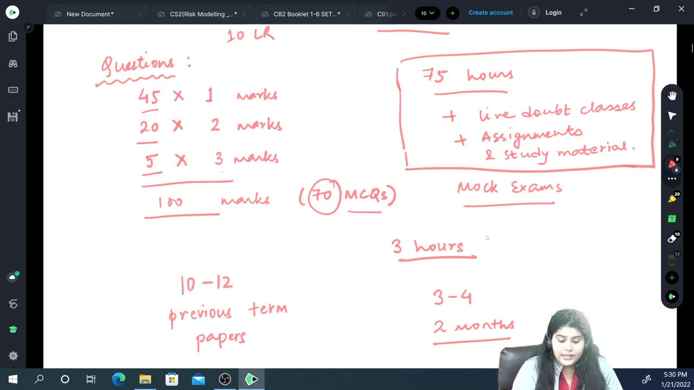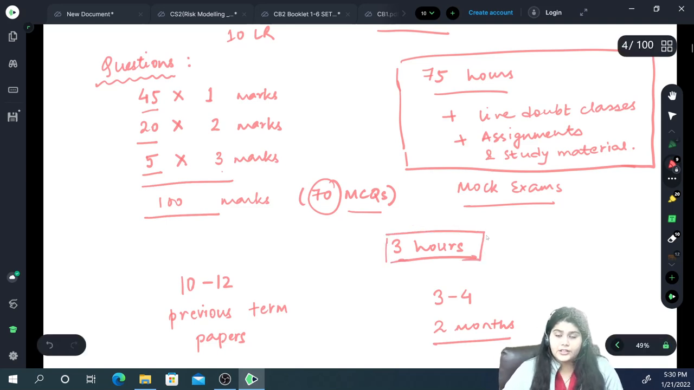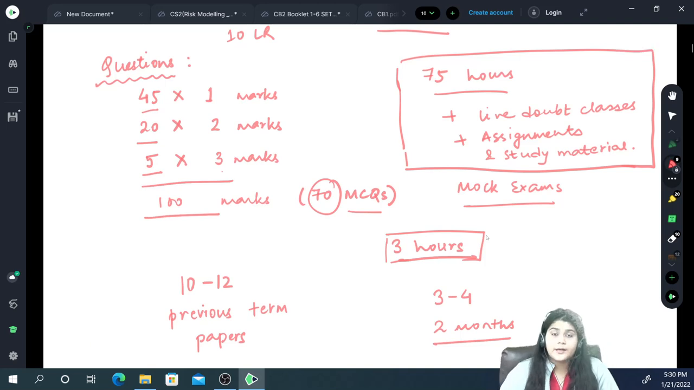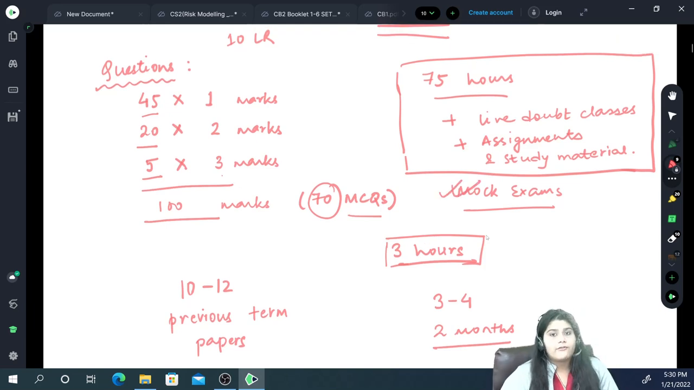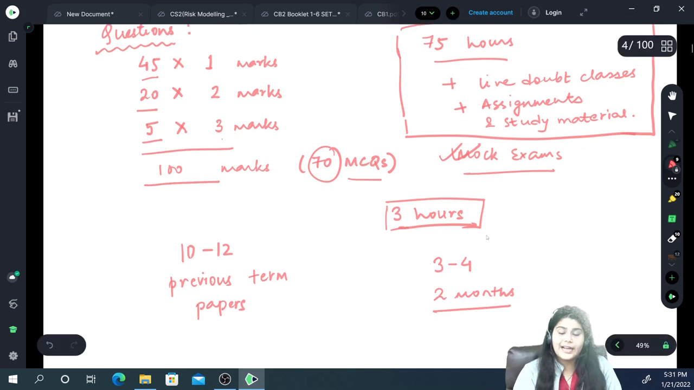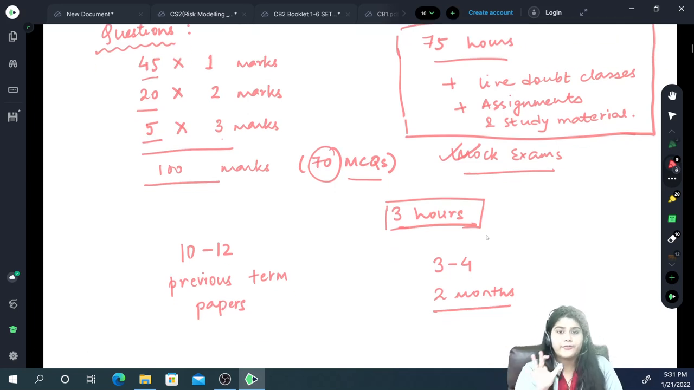because these 3 hours, even though they are sufficient, are only sufficient when you do your paper well, when you manage your time well. Without proper time management, you cannot complete the paper in 3 hours. So it's important that at least 5 papers you give while timing yourself. And of course, when you will be giving the mock exams, you will have to strictly abide by the time limit and you have to abide by the proctoring method as well. So that is separate. I'm saying apart from that, 5 papers.